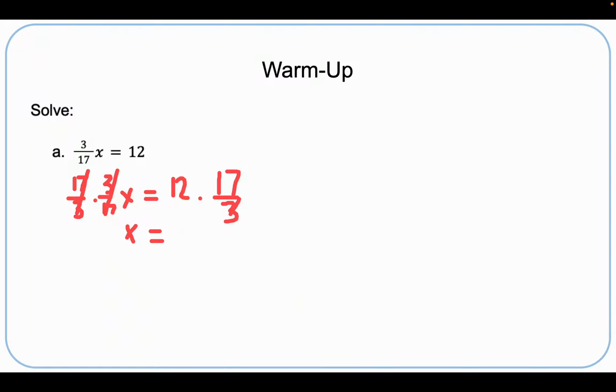And we can do some cancellation here. Factor out a 3, factor out a 3 there. And then we have 4 times 17, which is 68. So x equals 68.